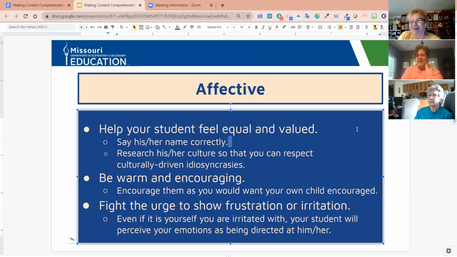All right, we'll start again with the effective filter. Again, this helps your students to feel equal and valued. And I was telling you that it's really important that we say their names correctly. And one thing I did every year with my students from kindergarten all the way to high school was something called My Name, My Identity. And it's kind of an international thing that you can go online and become part of their group.